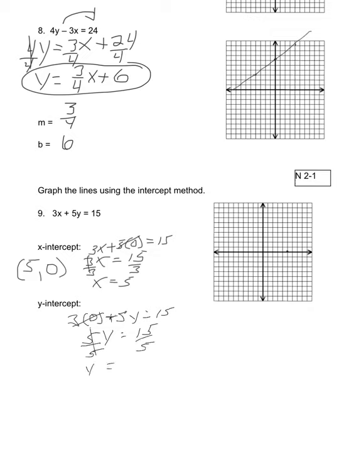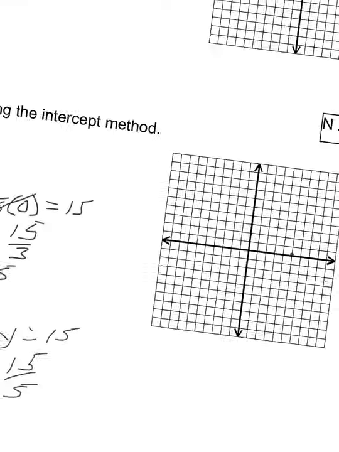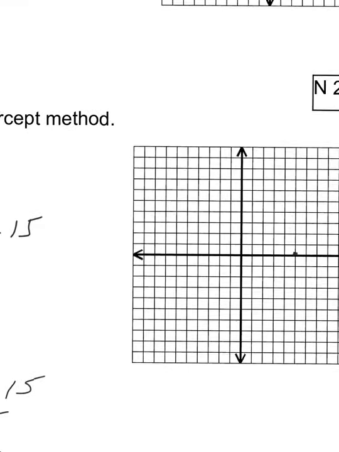Y equals 3. Okay, and if we wanted the coordinates for that, we already know we plugged 0 in for x, and y was 3. So that's over 0 and up 3. So I'm going to go ahead and zoom in. Over 0, up 3. 1, 2, 3, put a point.